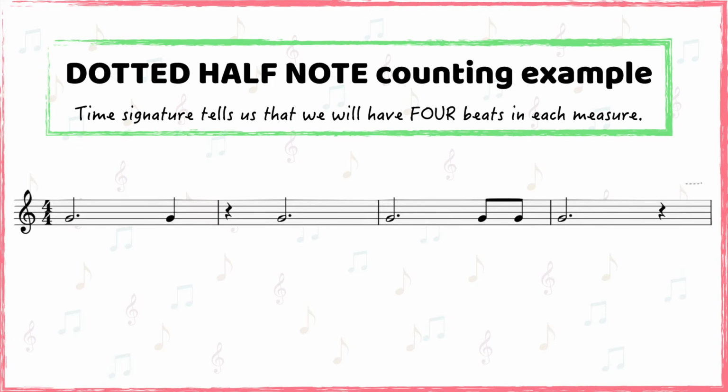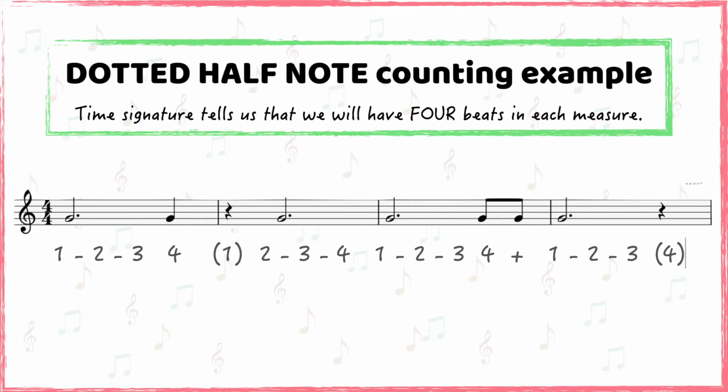Let's look at an example of dotted half notes in music. The time signature indicates that there will be 4 beats in the measure. We will write in the counting this way. When clapping, we need to make sure that we hold throughout the beats that are tied with a hyphen. The rhythm sounds like this.